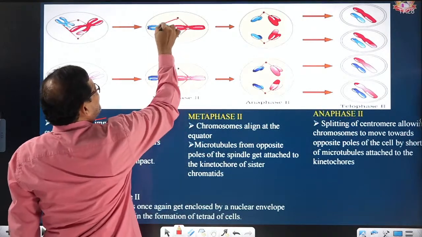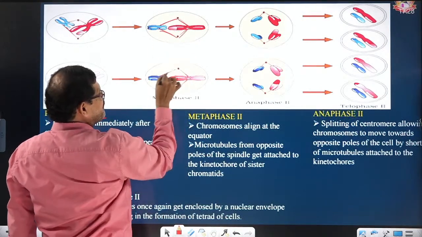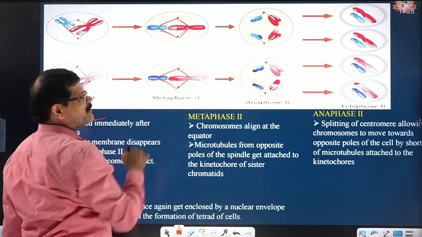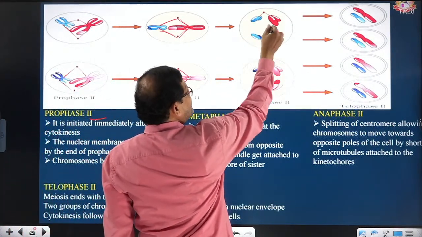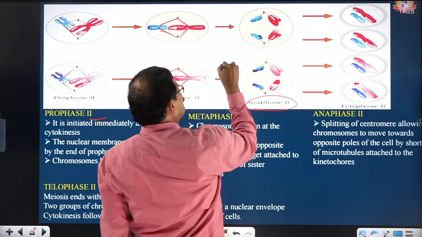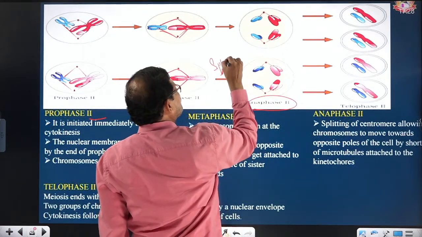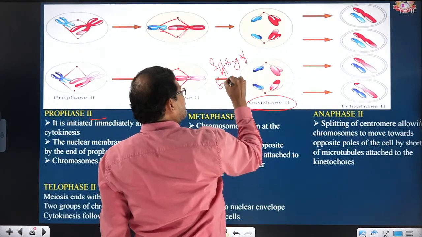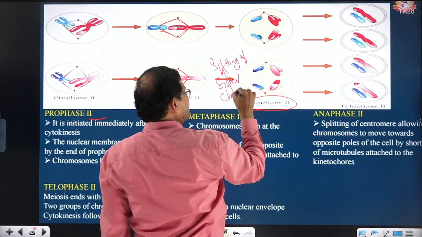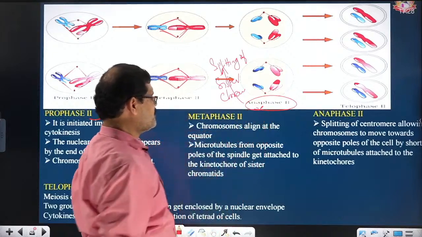See here, this is the attachment. Here also this is the attachment of the spindle fibers on both the ends. Now here what happens? Splitting of this is called anaphase 2. Anaphase 2, what happens? Splitting of sister chromatids. Sister chromatids split in the anaphase.